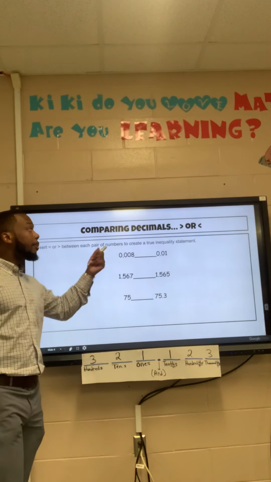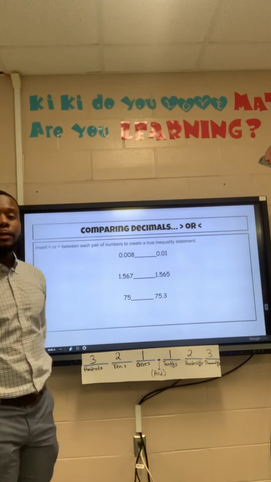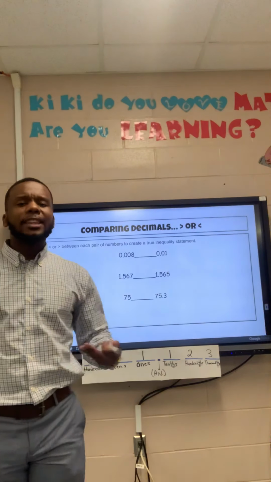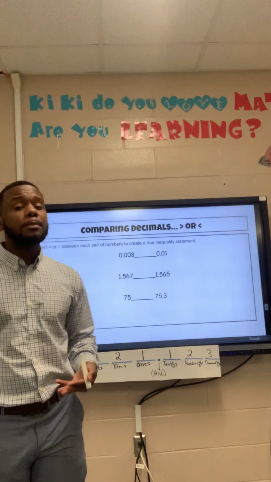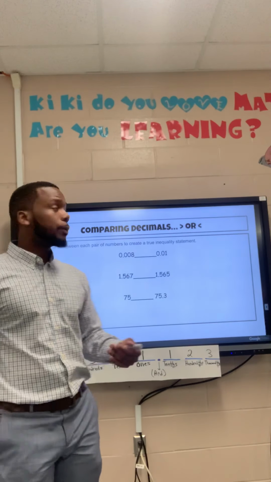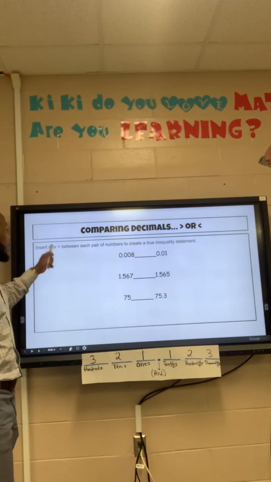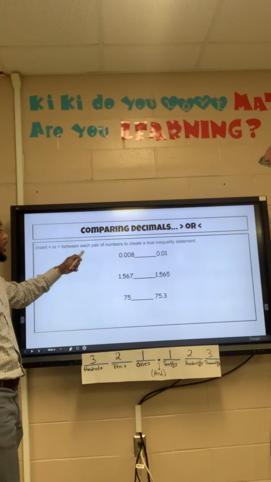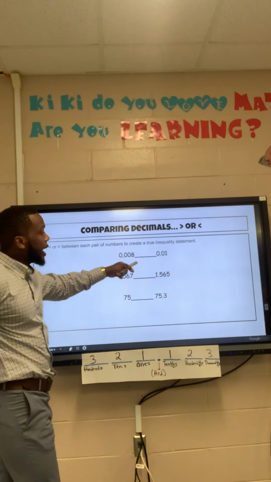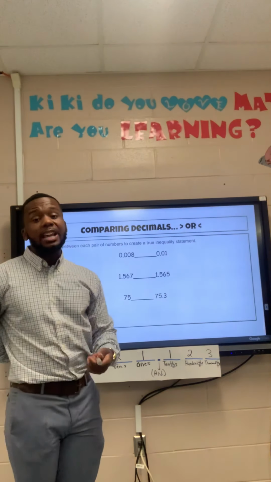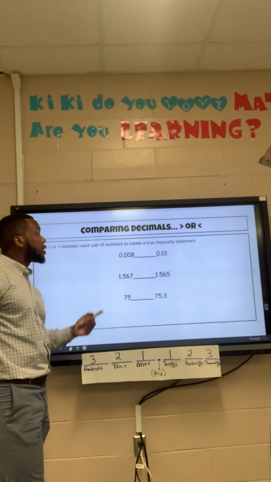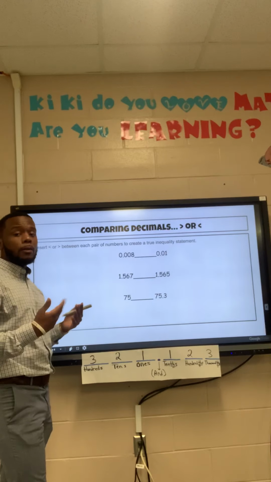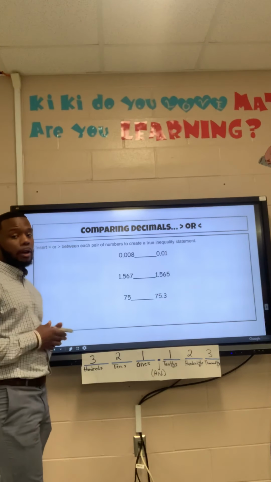Now, we're going to compare decimals using our greater than or less than signs. These are our inequality symbols, and we use inequality symbols to make a statement true. So it says insert less than or greater than between each pair of numbers to create a true inequality statement. And we're also going to look at place value from left to right to compare.